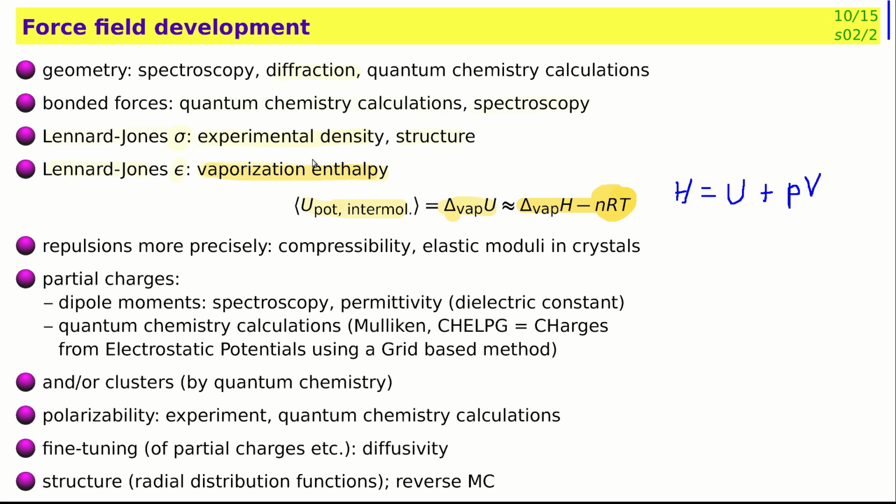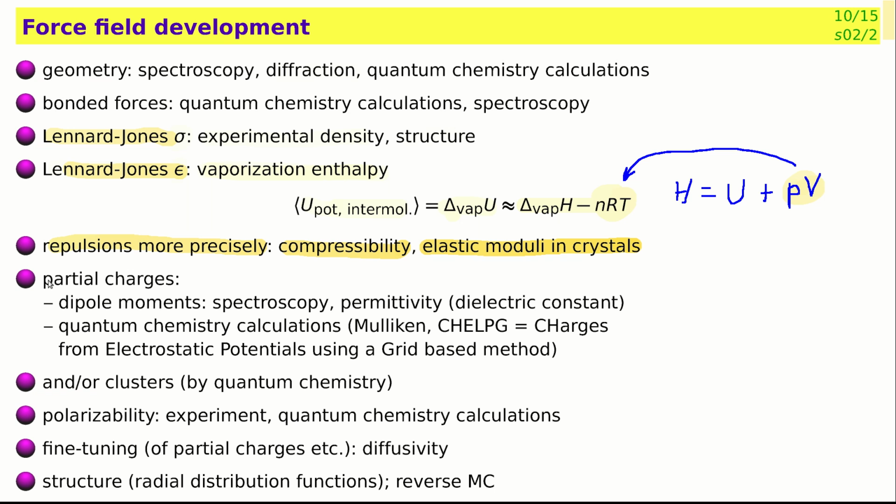If we have a liquid and a vapor, usually we can neglect the volume of liquid and use only vapor, and that PV we get from the ideal gas equation of state. That's why we got this formula, which is not exact, it's approximate. If we use the X6 potential, or we can adjust Lennard-Jones better, we can treat repulsions more precisely by compressibility or modeling crystals using elastic moduli.